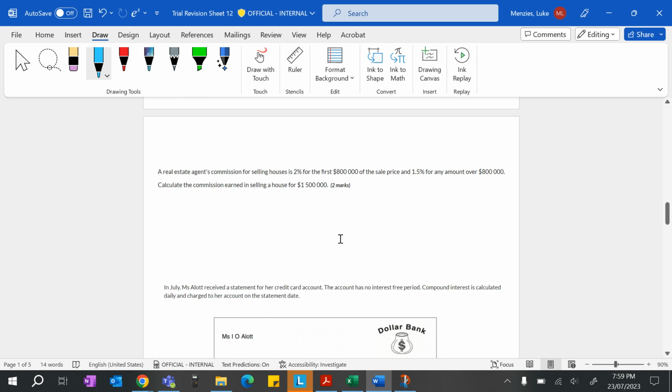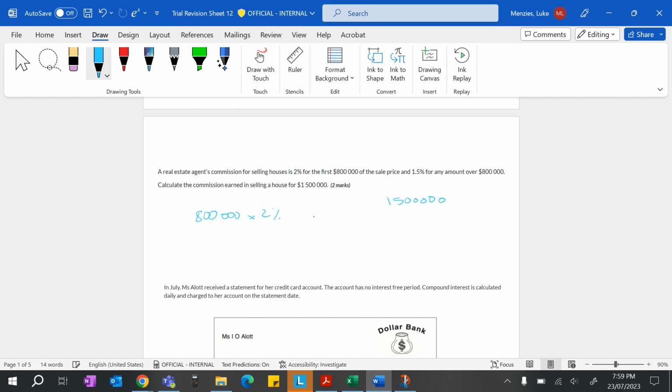All right, commission, way back to the start of year 11. A real estate agent's commission for selling a house is 2% for the first $800,000 of the sale price and 1.5% for anything over that. Calculate his commission for selling a house. So what this means is for the first 800,000, we're going to get 2%. I'm going to do this one first because this price is over 800,000. How much over 800,000 are we? Let's find out.